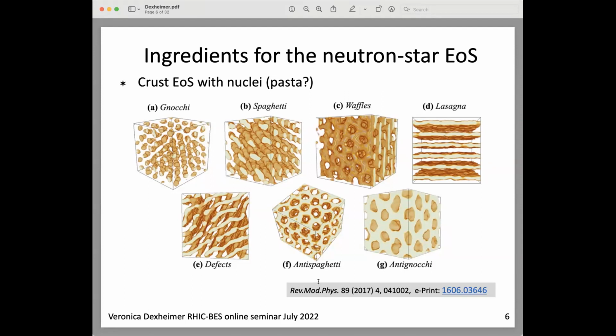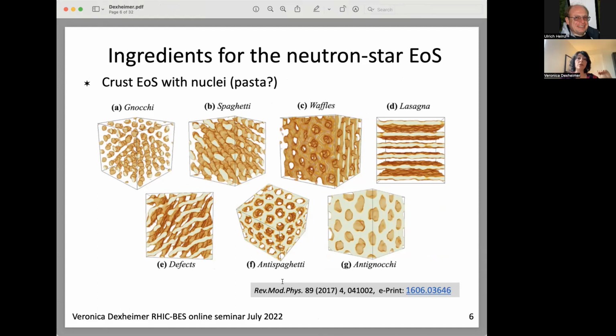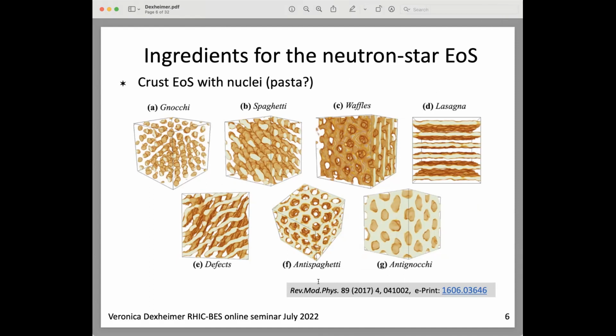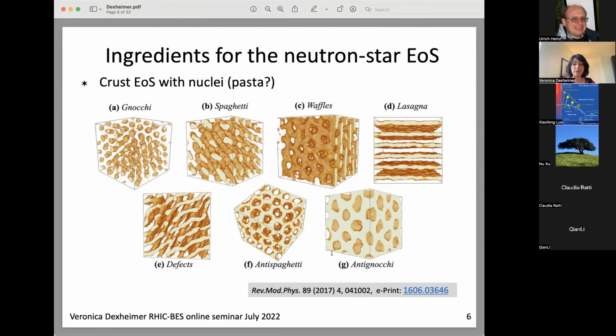And these are structures that appear naturally at low density. So you have the electromagnetic force on sort of equal footing with the nuclear force, and all these funny shapes appear. Actually, I just realized I used to call this one Swiss cheese. It's described here as antignocchi.